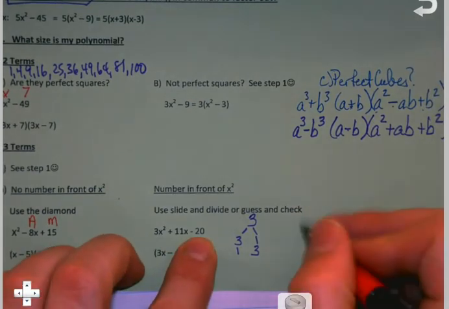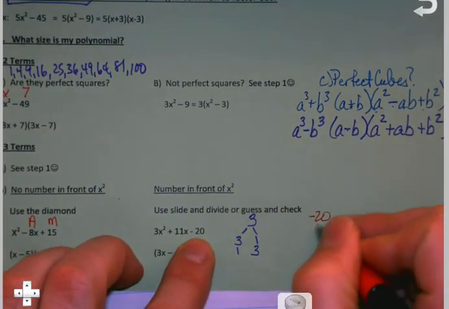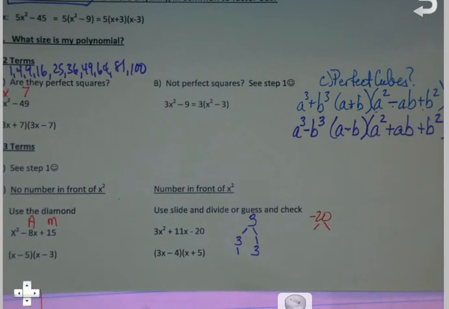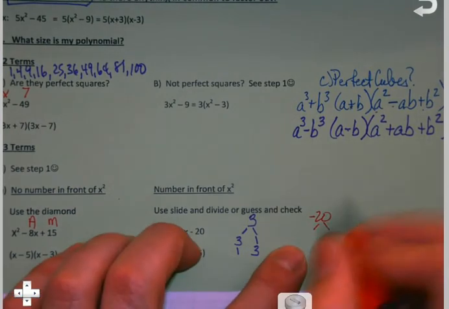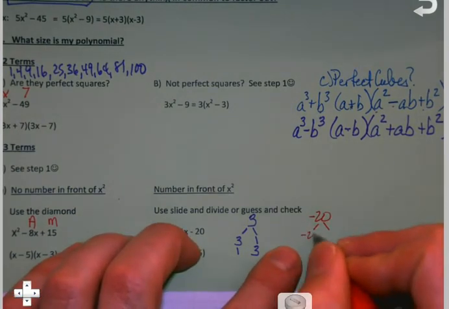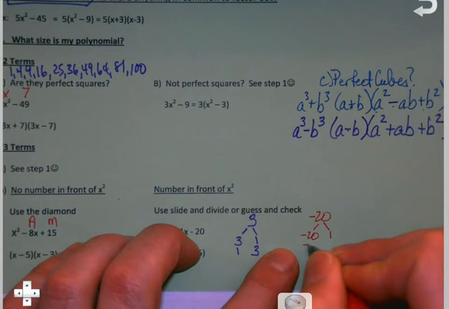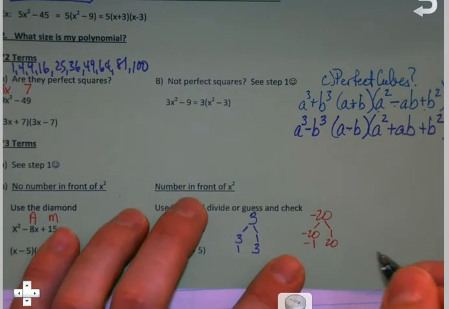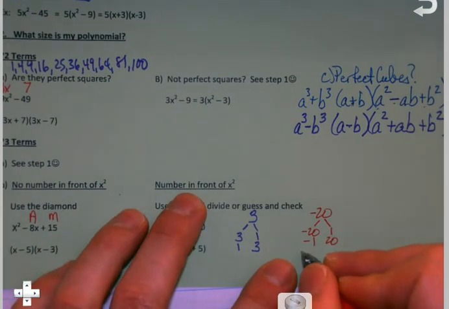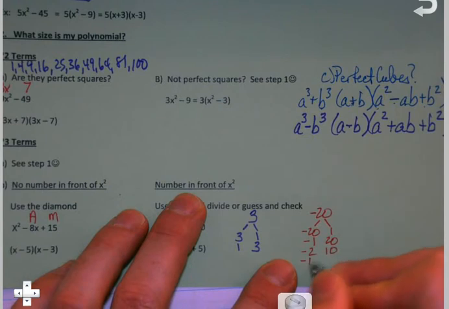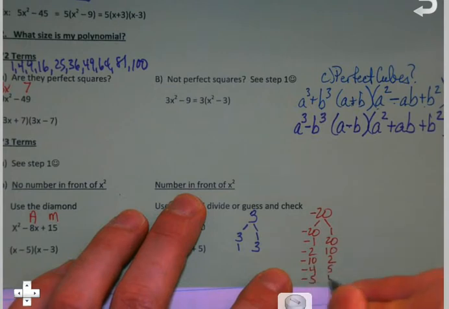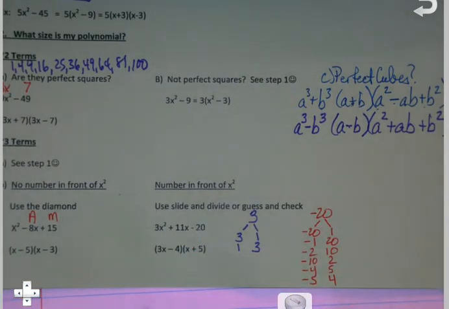And then I take my number on the end, the minus 20, and I'm going to come up with the different combinations that could be. Now, this list is going to take a little bit because there's a lot of numbers that can multiply to get 20. So if I start with negative 20 and 1, negative 1 and 20, and work my way up the list: negative 2 and 10, negative 10 and 2, negative 4 and 5, negative 5 and 4, that covers it.